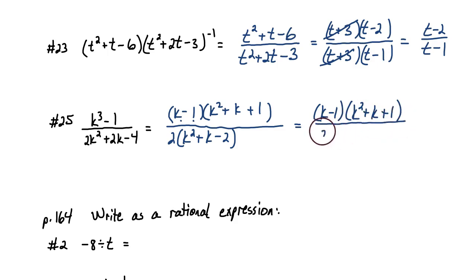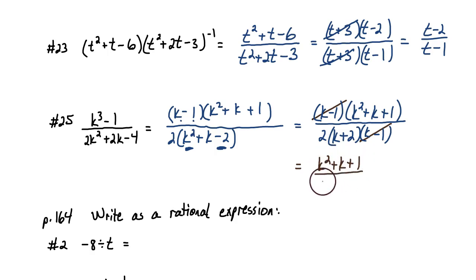And in the bottom, keep the 2, but then factor the trinomial using FOIL. K times k is the k squared. And to make negative 2, let's go with positive 2 times negative 1. Now we've created like factors. The k minus 1 crosses out the k minus 1. We can see that the final result is k squared plus k plus 1 on top. On the bottom, 2 times k plus 2.